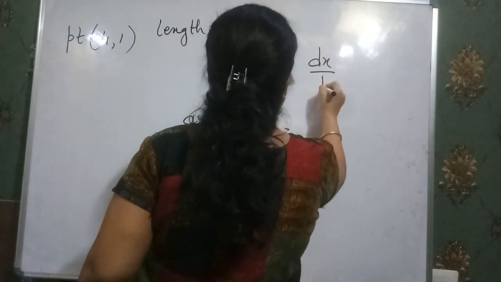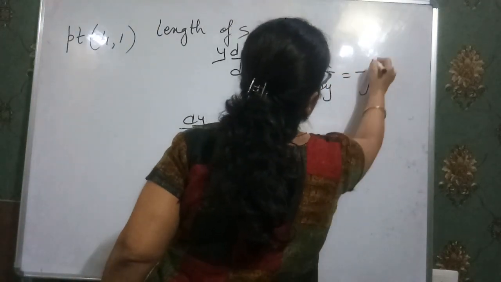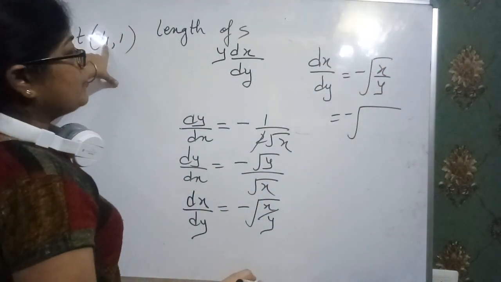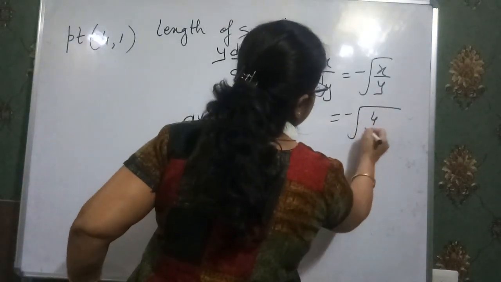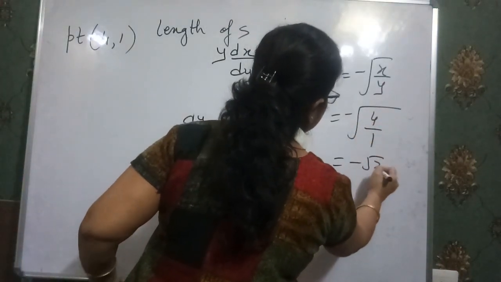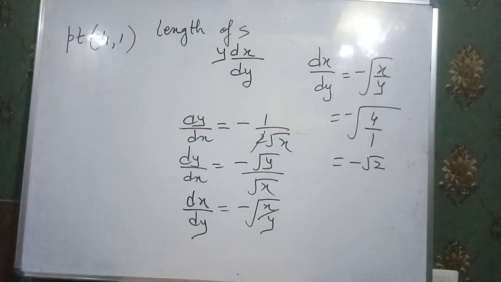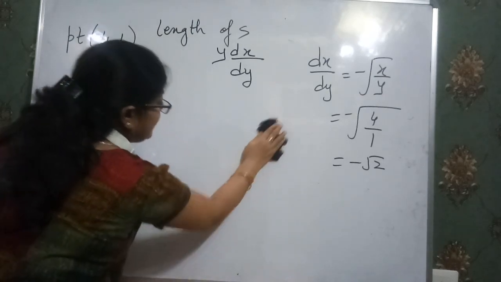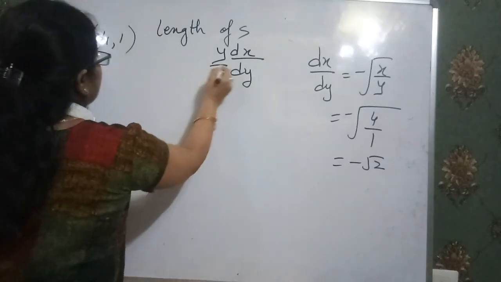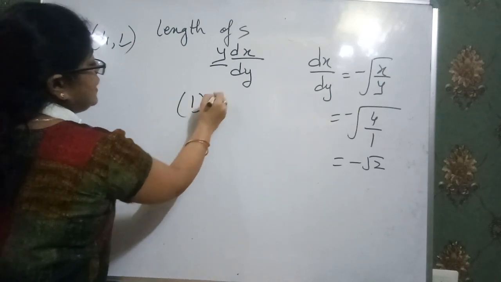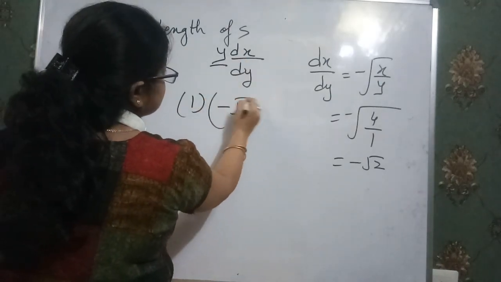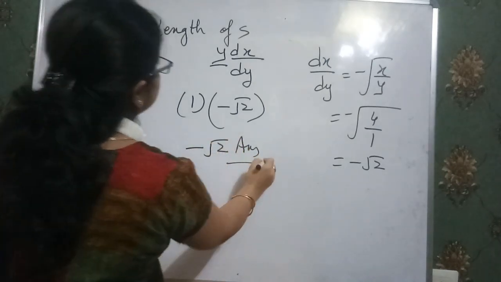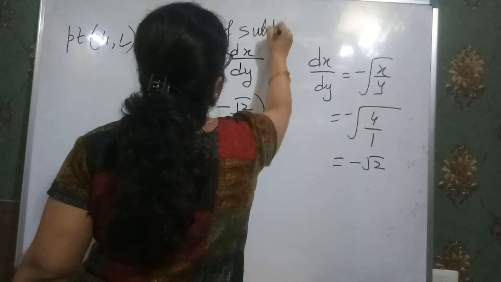That is dx over dy is equal to minus under root x over y. That means put the values. Value of x is 4 and y is 1. So we have minus root 2. Clear? So we are just substituting all the values in our formula, and we have value for y is 1 and value for dx over dy is minus root 2. In this way we have minus root 2 as our answer. This is the length of subtangent.